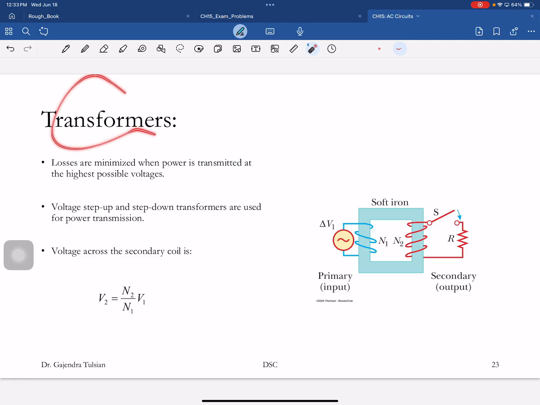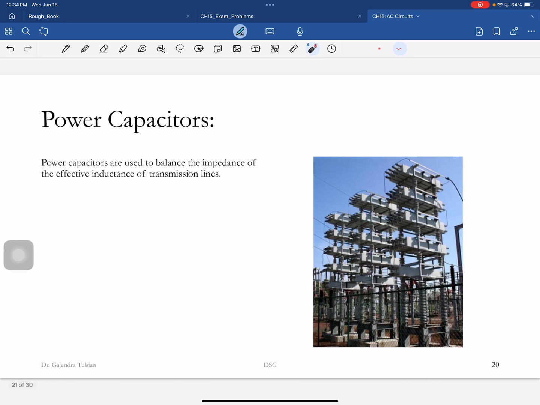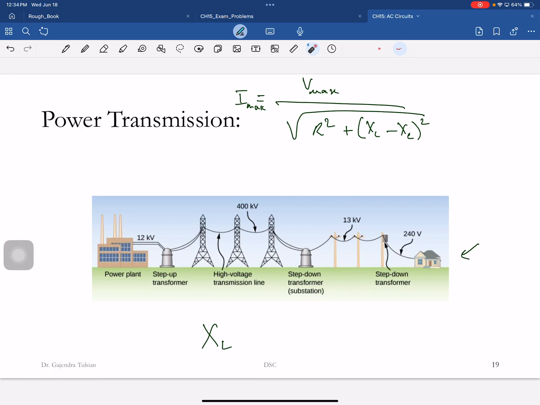We talked about transformers. You supply an AC source. The changing magnetic field is coupled to this secondary coil, and you can see the output voltage there. So if N2 is greater than N1, it's a step-up transformer, and if N2 is less than N1, you have a step-down transformer. You guys saw that in the current setup. So here's the power plant, and you have to step up the voltage.